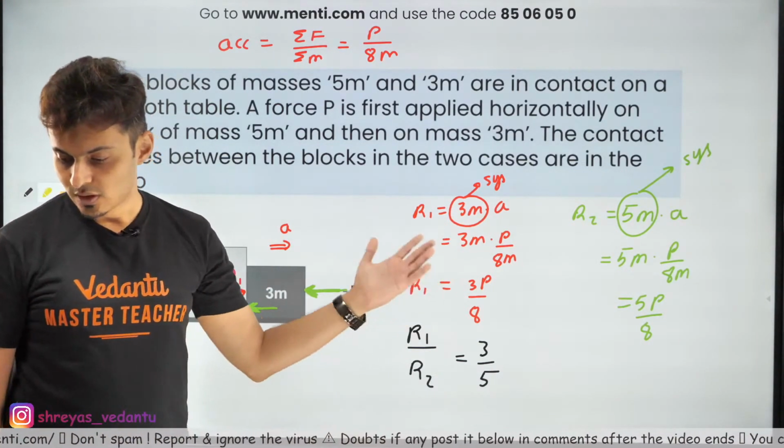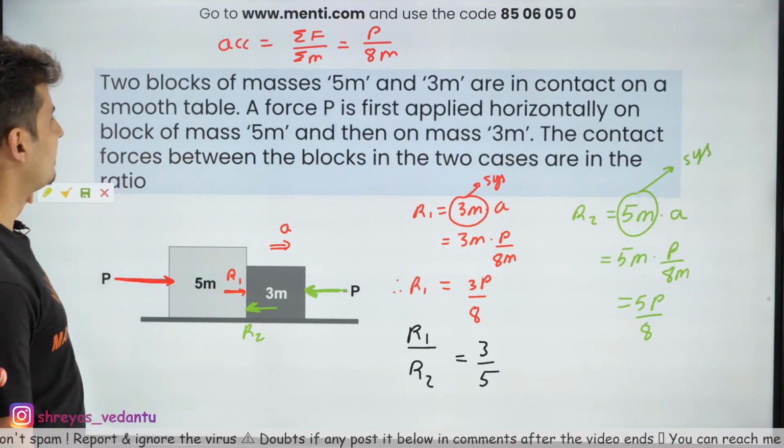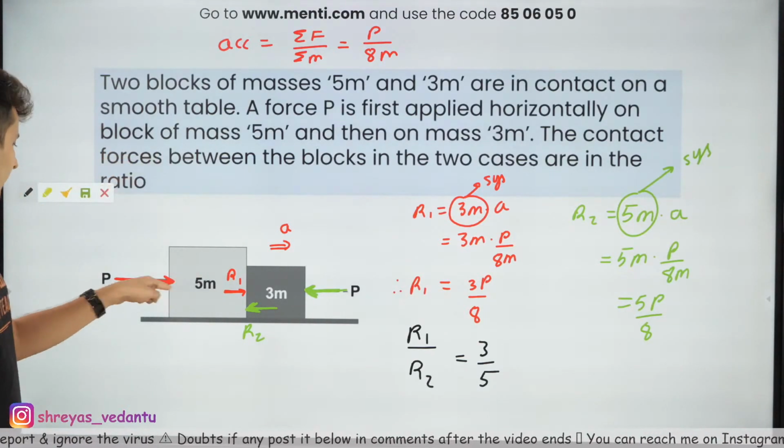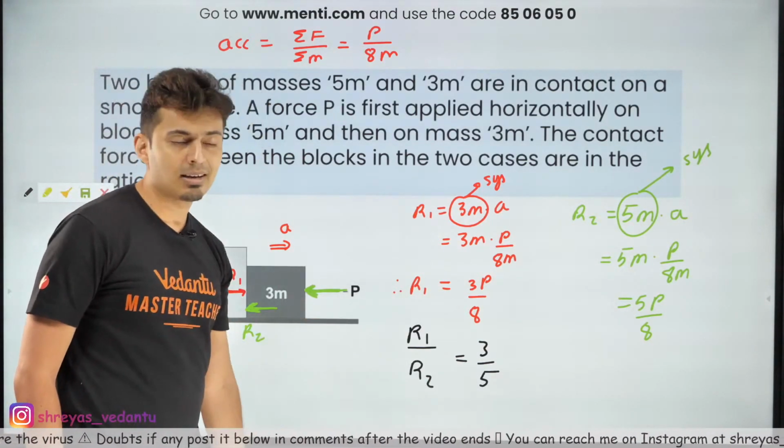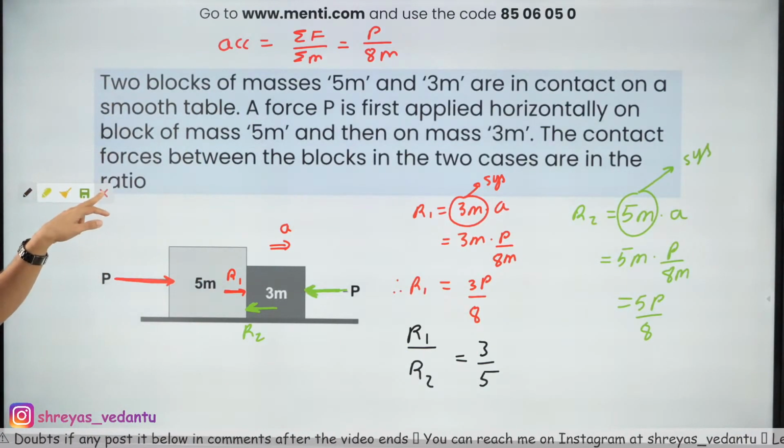Yeah, I think it was first pushed from which side? The force P is applied on 5M. Okay, so R1 by R2 is 3 by 5. That's the answer. Is it clear?